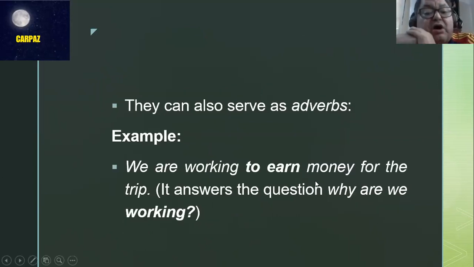And infinitives also serve as adverbs. "We are working to earn money for the trip." To earn is the infinitive and answers the question, why are we working? Why are we working? To earn money. All right?